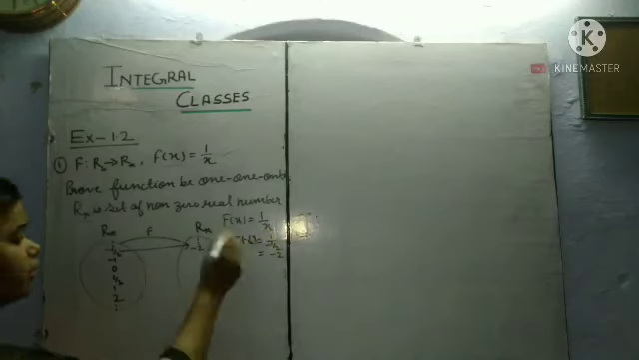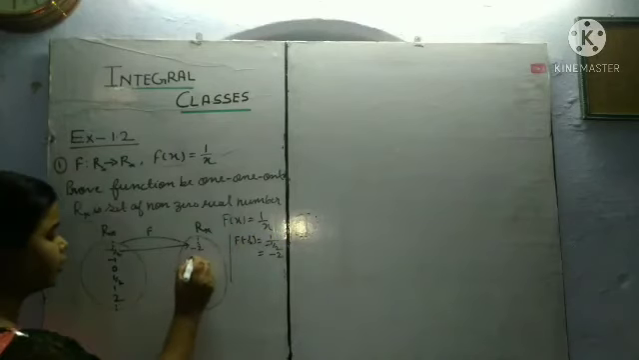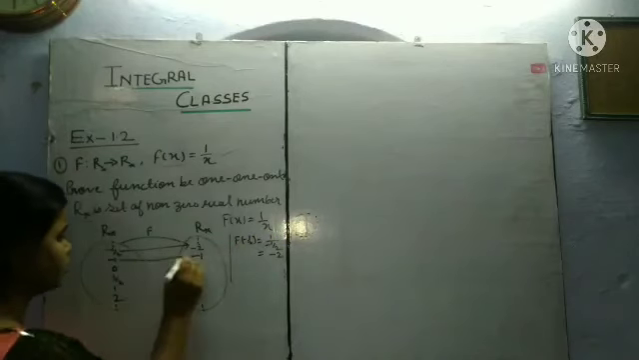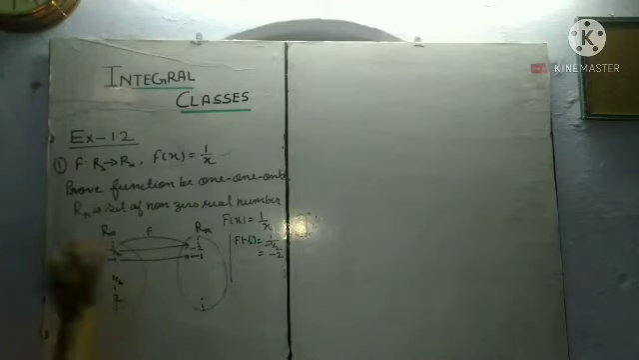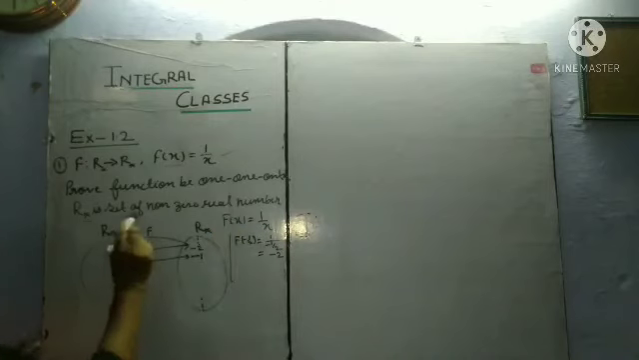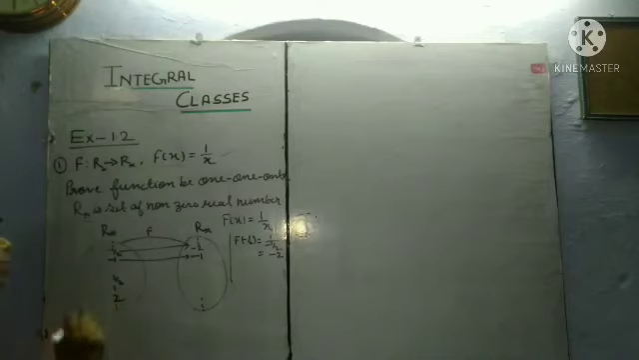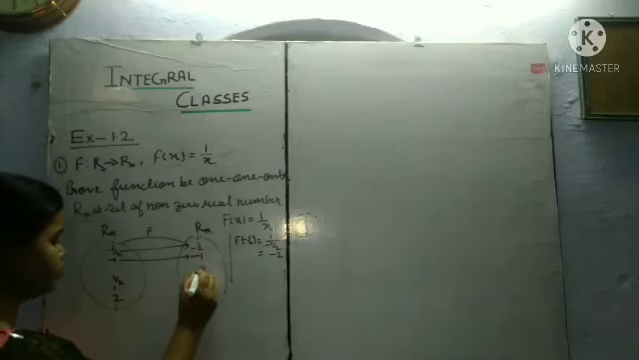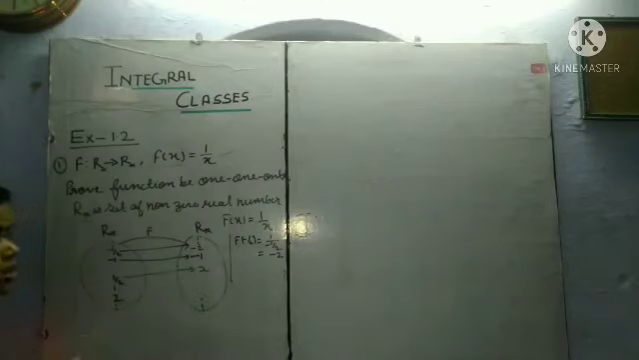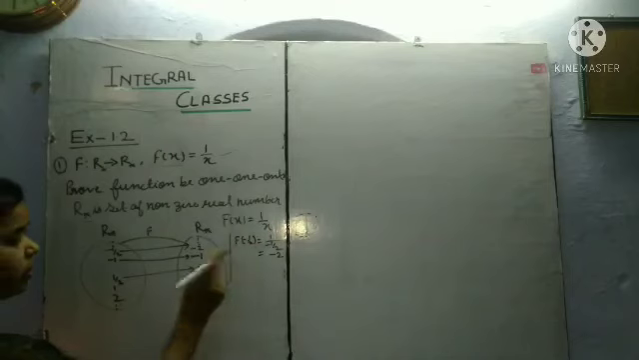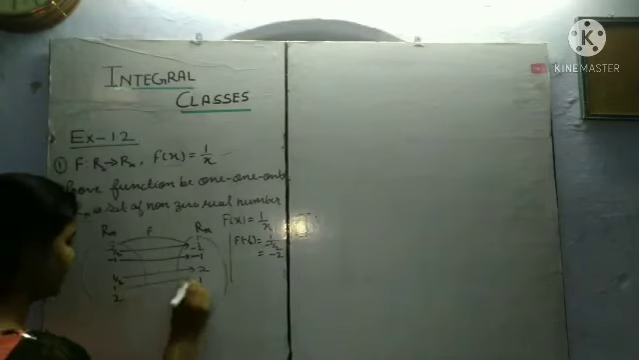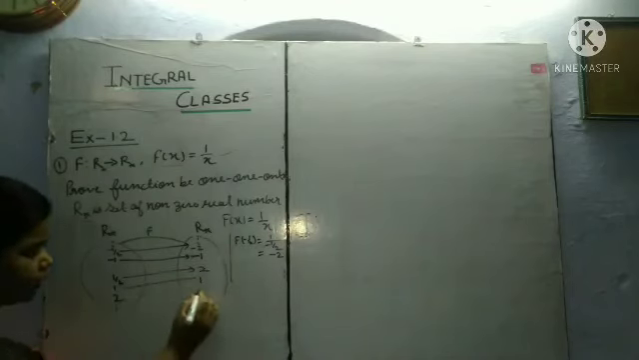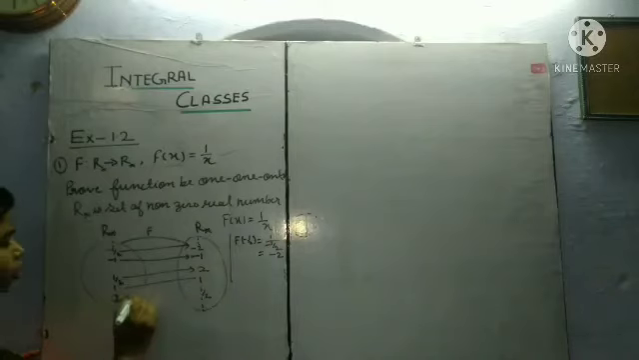Similarly, if we put -1, then we get -1. 0 is not included, because the function is given with R star, the set of non-zero real numbers, so we will not include 0. Now if we put 2, then we get 1/2. If we put 1, we get 1, and if we put 2, we get 1/2.